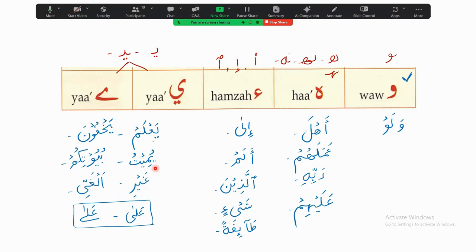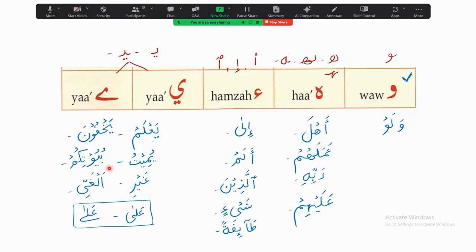Okay, so in this word, yes, you are seeing the ya at the start and the ya in the middle, right? So these two are yas, and at the end you see a letter ta with two dots on top of it. That is the difference between a ya and a ta in terms of the way they look, right? And the ta letter is at the end.